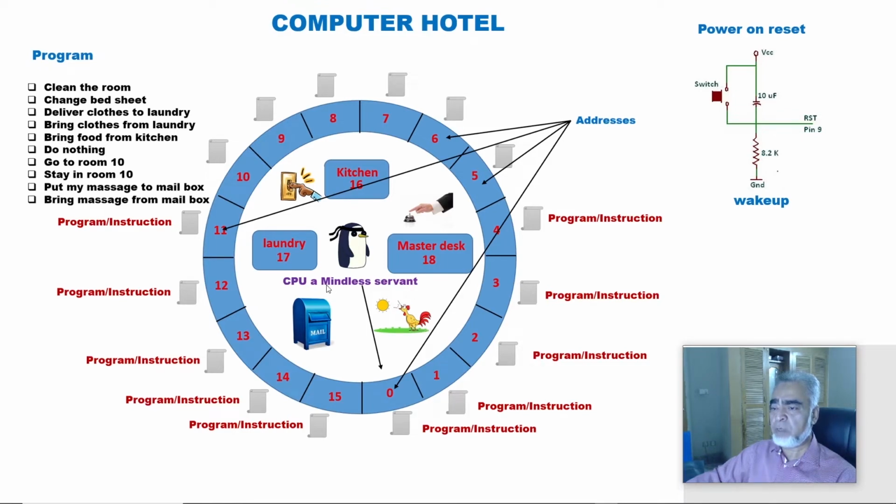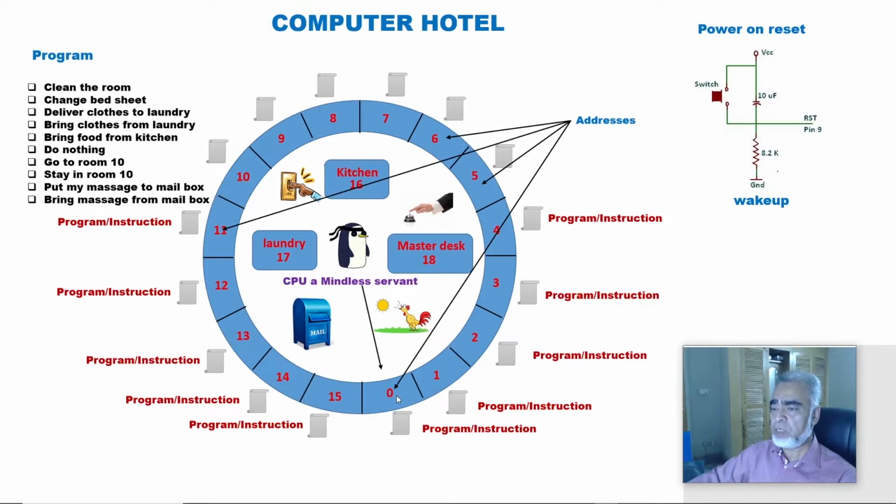Our CPU, that is the microcontroller, is a mindless servant. The intelligence in embedded systems comes from the brain of the programmer, and the CPU will only execute the program written by the programmer. Whenever the CPU, or servant, wakes up, it will go to a particular address, called the reset vector for the microcontroller and microprocessor. A microcontroller or microprocessor can have different addresses depending on the length of the address bus. If the address bus is 16-bit, it can read or write up to 64K locations.